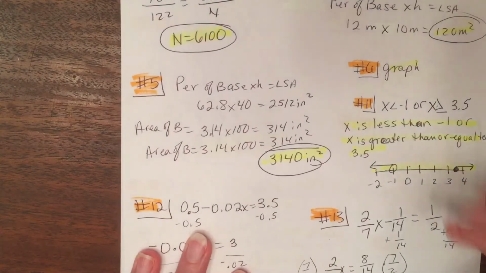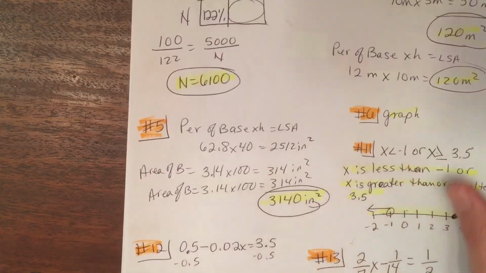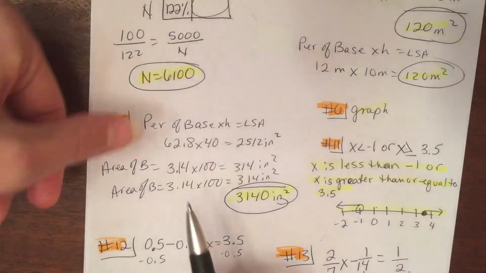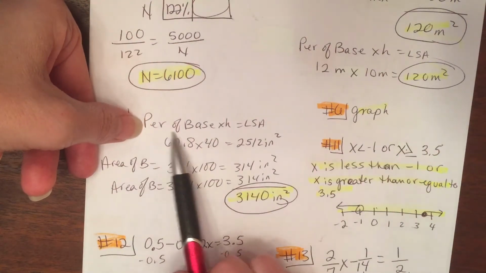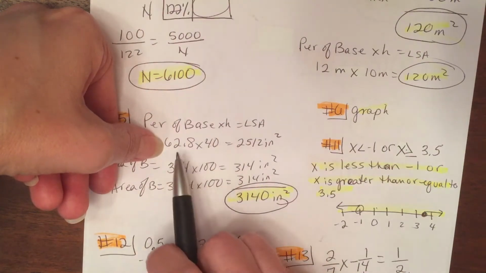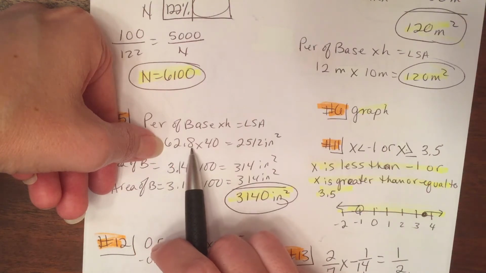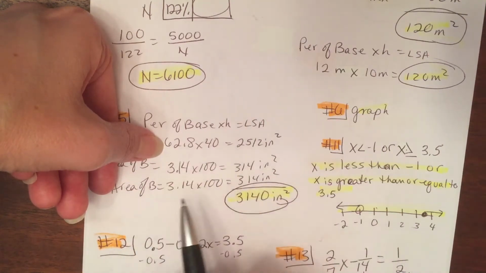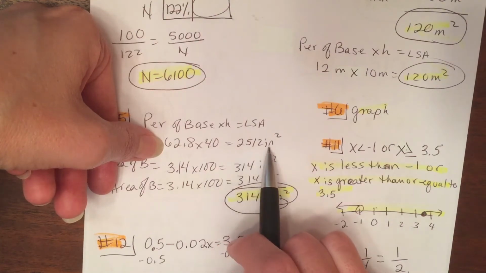Number 5. On number 5 we have a cylinder, and they want the total surface area. Okay, so I did the lateral surface area first. Perimeter of the base times the height. My base is a circle. And so I did 62.8 for the circumference times the height of 40. I got 2,512 inches square.